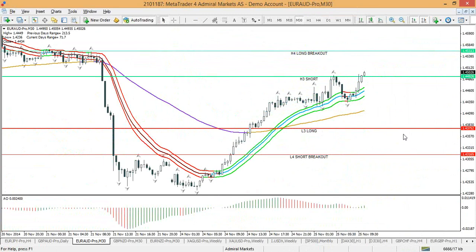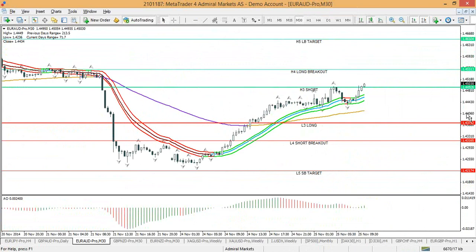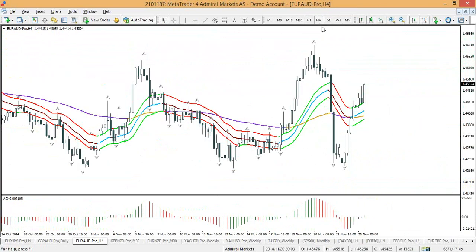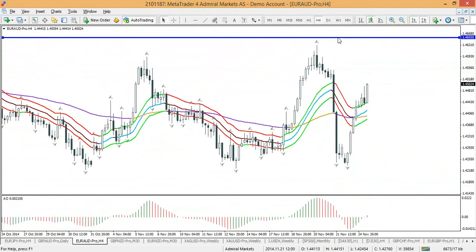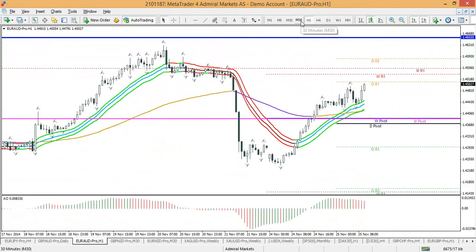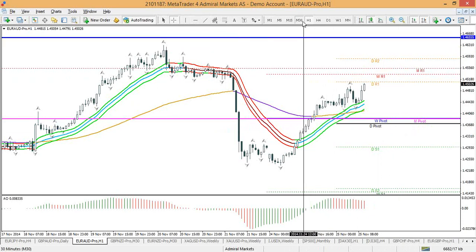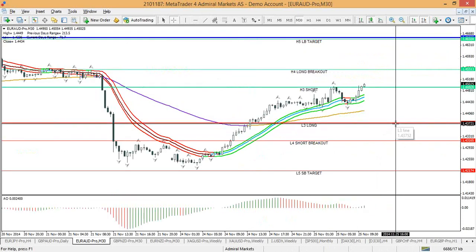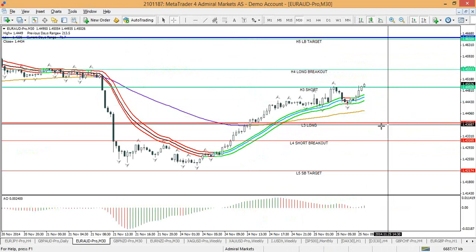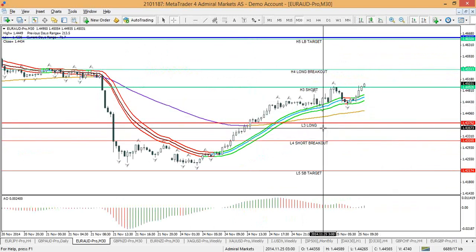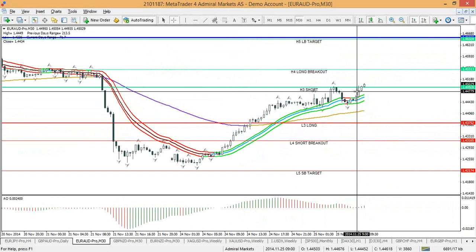L3 is at 143.75. Well, that could be the target. A lot of pivot points here at 143.80 as well. So that would be the main target, 143.80 for downside. L3, 3 pivot points, a lot of stuff.